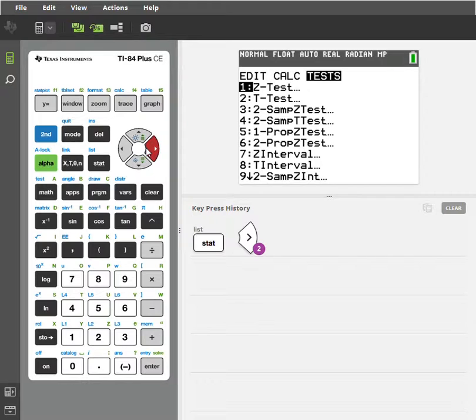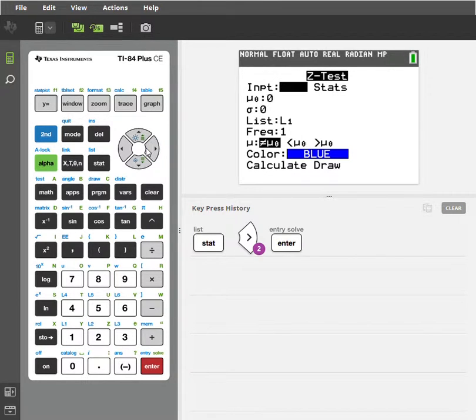Because we know the population standard deviation, we are going to use a Z-test. When we know the population standard deviation, then the sampling distribution of the means is a normal or a Z distribution. So that's what we're going to use. So go ahead and hit enter, 1.